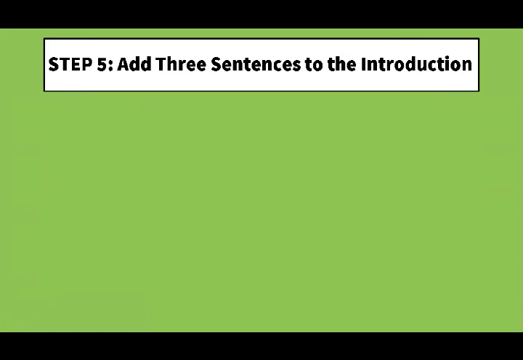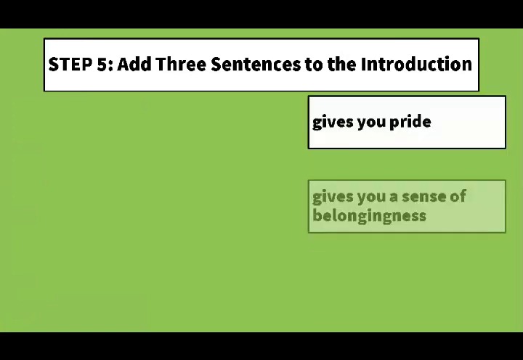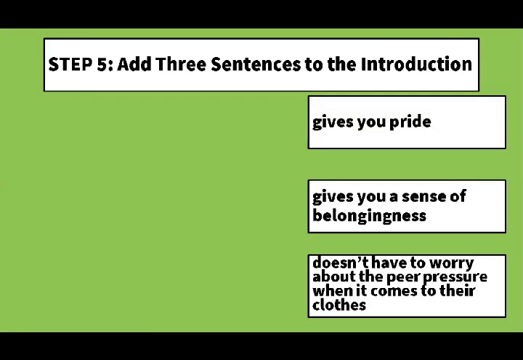Before you can proceed with the next part, you need to add 3 sentences to the introduction. So what are those 3 sentences? Those 3 sentences are your 3 greatest arguments, your 3 best arguments. Why should we wear school uniform? First, it can give you pride for yourself. Second, it gives you a sense of belongingness. And third, you don't have to worry about peer pressure when it comes to clothes. So those are the 3 best arguments that I have researched.